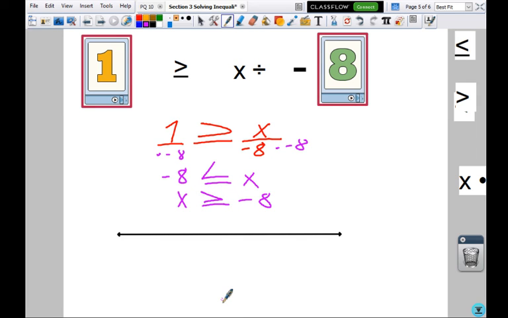So, how many times did it flip in this problem? 3. No, twice. It flipped twice. This was a double flip. It flipped when I multiplied by -8, and it flipped when I put my X on the left side. So when I graph this, I'm going to go to -8, circle and fill it in, and my arrow is really going to the right. So this was a double flip.